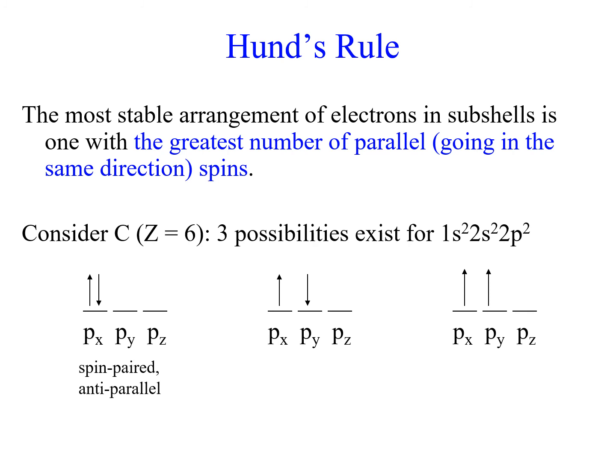But those don't fit Hund's rule. Looking at the second example, you can see that they are occupying different orbitals, as they should, but they are not spin parallel, they're spin antiparallel because they're going in opposite directions. And on the final one, you can see that it does comply with Hund's rule, where the electrons are spin parallel and occupy individual atomic orbitals.